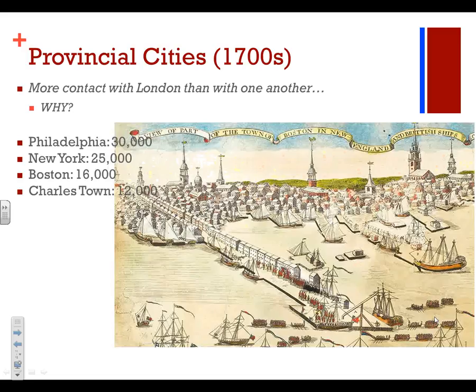What is important is this. Look at those 4 cities: Philadelphia, New York, Boston, and Charlestown, which we now call Charleston in South Carolina. What do 3 of the 4 of them have in common?